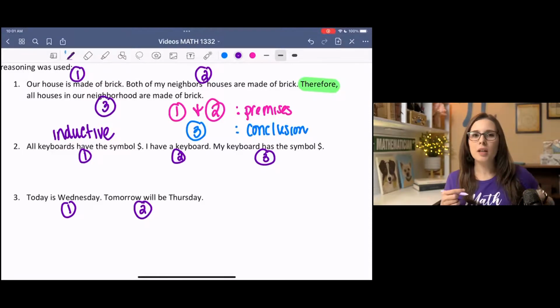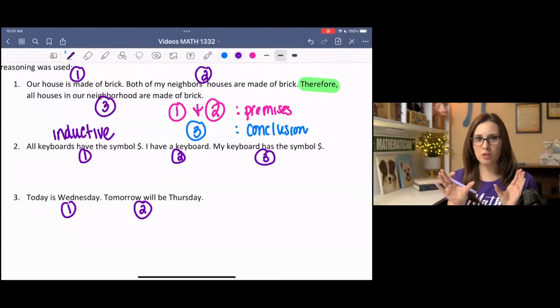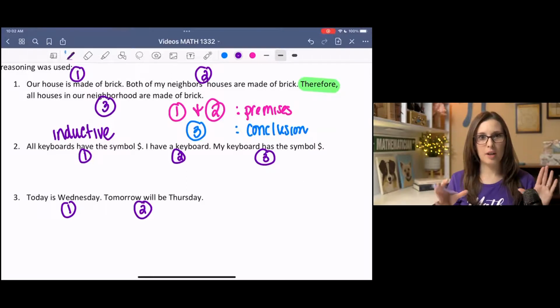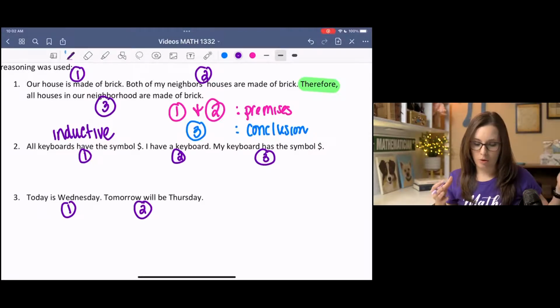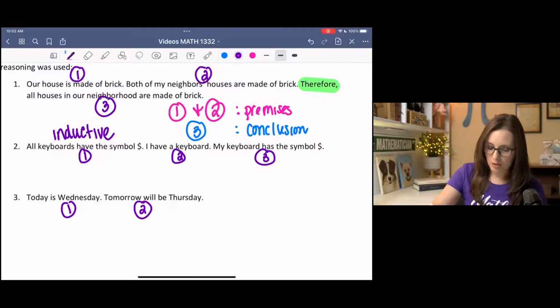So it's saying these two separate facts, general facts: all keyboards have a dollar sign symbol. That's a statement. I have a keyboard. That's a statement. And then the conclusion is, if I've got a keyboard, then I've got to have the dollar sign symbol on my keyboard. So the premises are going to be 1 and 2.